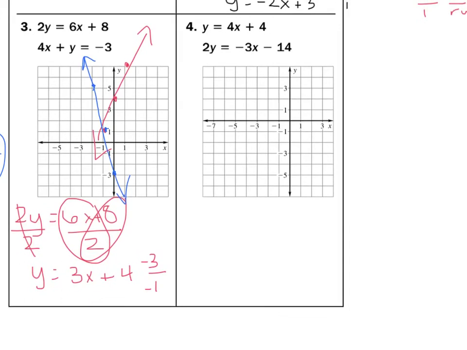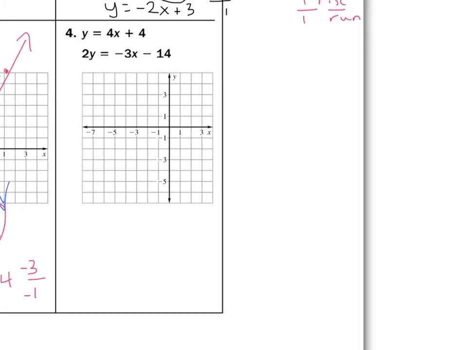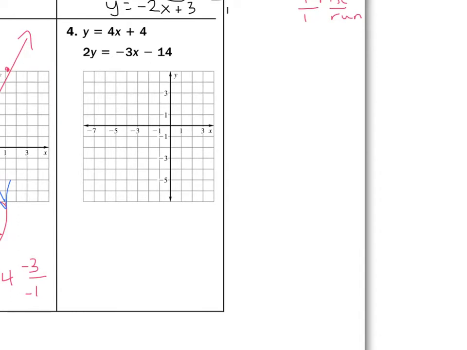And finally on to example 4 and our last one. The first one's already done for us. I don't need to change it, so I just need to graph it. It crosses the y-axis at 4. So here's my 4. And it has a slope of 4. So that's a 4 over 1.